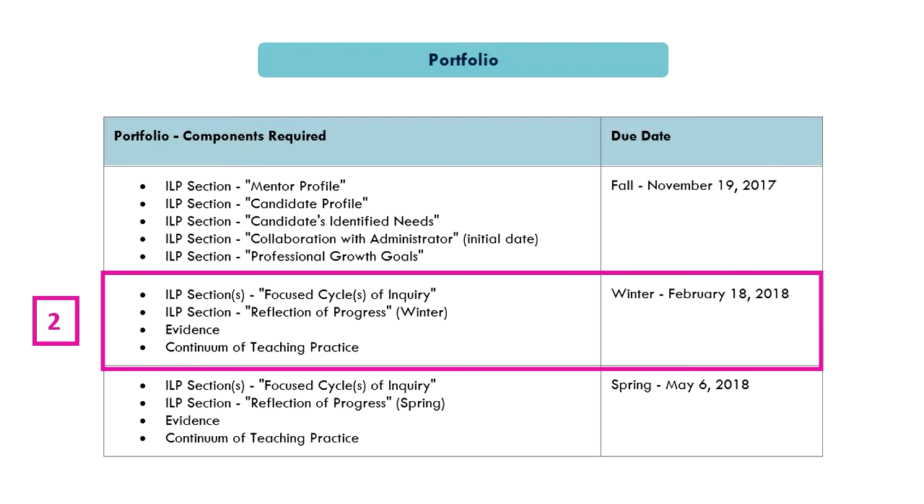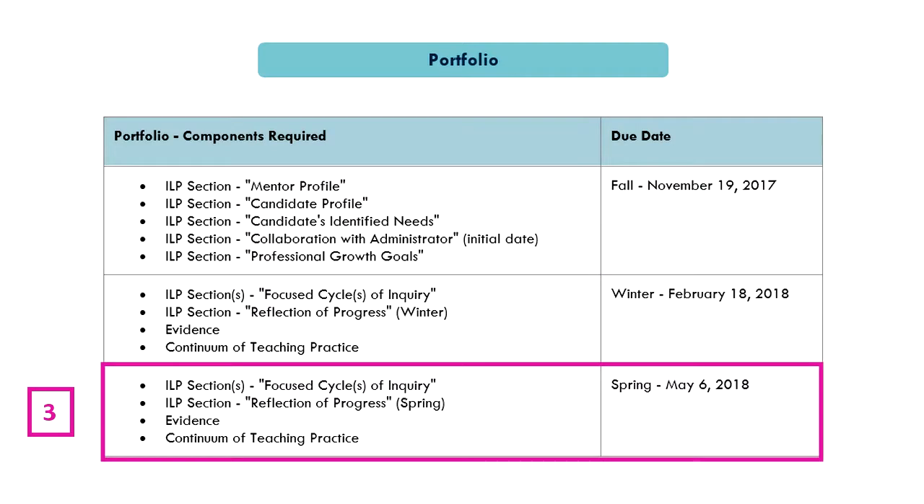In February, the components include the focus cycle of inquiry, reflection of progress for the winter, evidence, and the continuum of teaching practice. On May 6th, you will submit the same 4 components, but they will be around a different professional growth goal or growth goals.